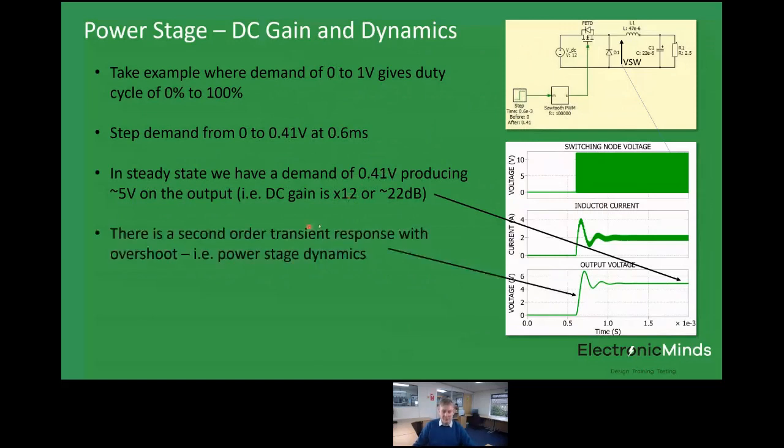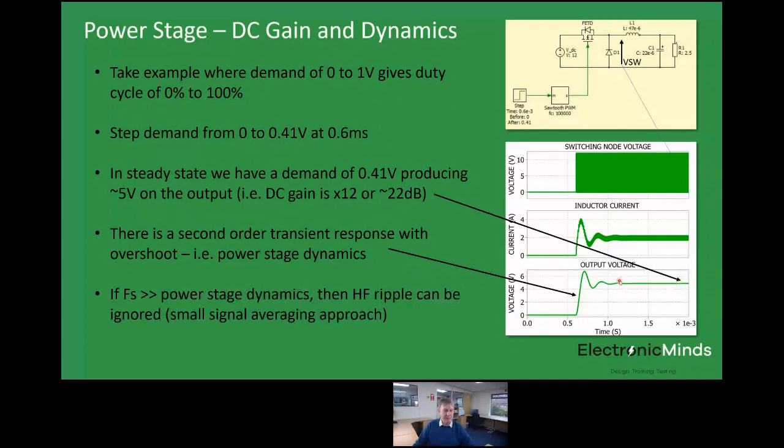There's also, when you first hit it with that step demand, you can see that there's a second order response, or at least a second order response here. The output voltage overshoots slightly, and because we've hit it with quite an aggressive step here, we're actually seeing the natural dynamics of that power stage, and it's a second order response here. So there are some frequency dependent dynamics we need to model here, as well as the DC gain.